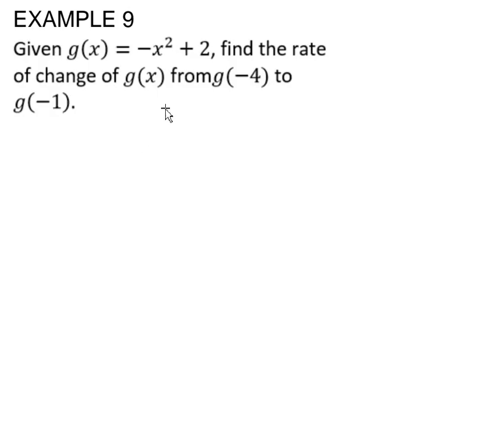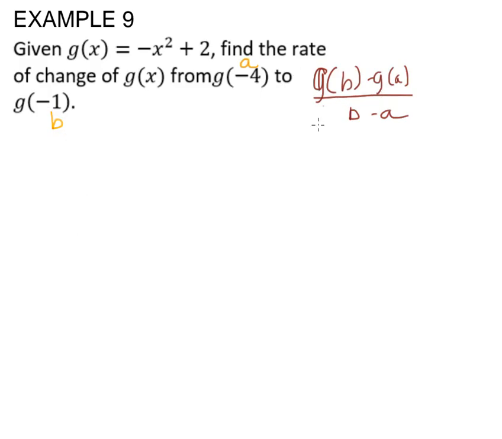All right, in example 9, we're asked again, find the rate of change, but from -4 to -1. All right, so that is the formula. In this case, we're going to use g instead of s, so g of b minus g of a all over b minus a. We label our values here. This is our a value, this is our b value, simply because it comes first and that comes second.